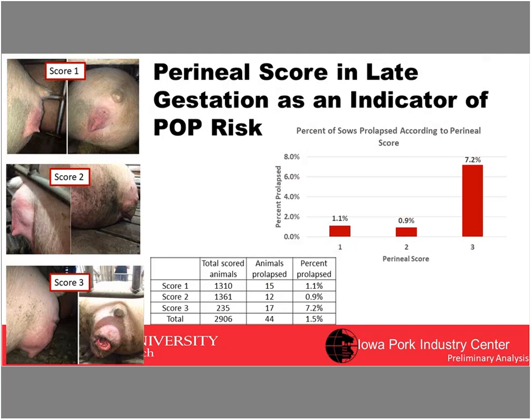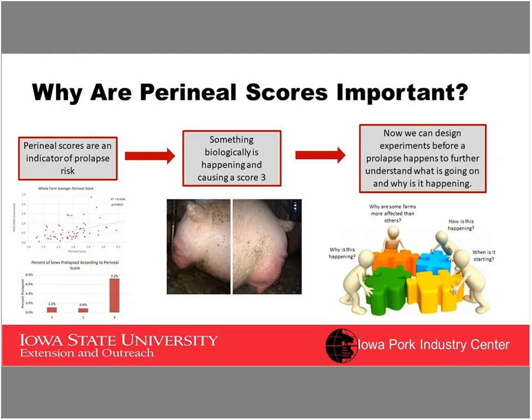Or preceding the next farrowing, whereas it's around 1% of the sows that score a 1 or a 2. So it's about a 700% increase in your risk to prolapse, or if a sow scores a perineal score of 3. So why is that important?